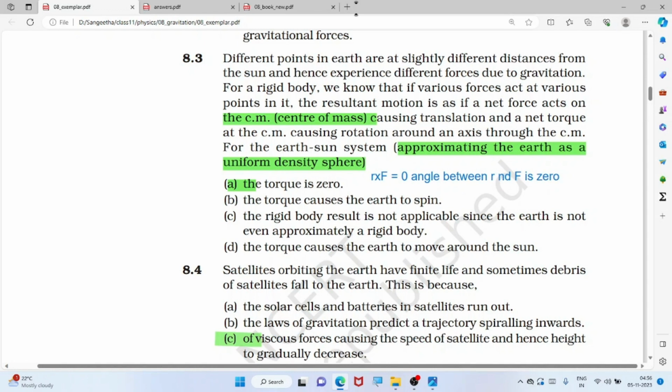For the Earth-Sun system, approximating the Earth as a uniform density sphere. So this is important: uniform density. The torque is zero, because torque is the position vector cross the force, and both are in the same direction in this case. So r cross F is rF sin theta, theta is 0, sin 0 is 0, so the torque is 0.